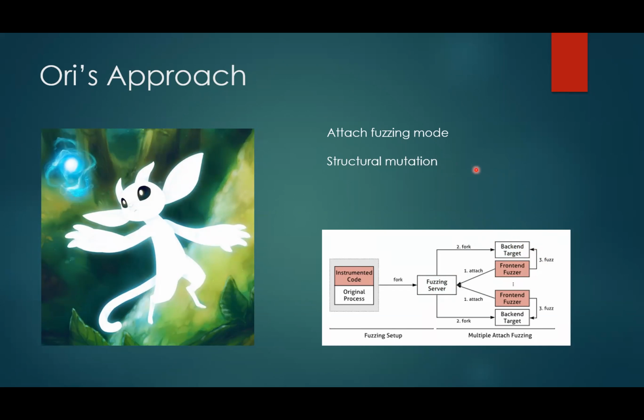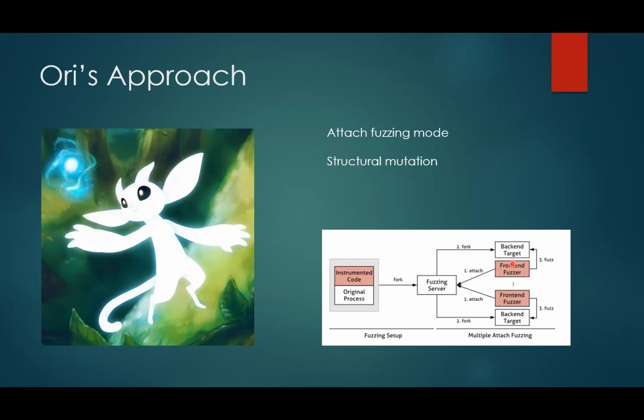For structural mutation, when we generate the test input, we give the fuzzer awareness about how the header should be built, and we randomly mutate only the payload. In this way, we can effectively test the deep logic inside the server program.